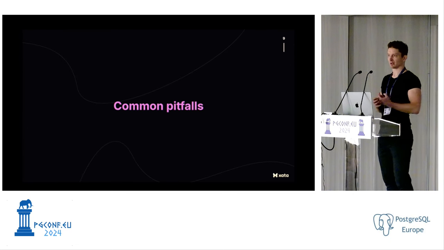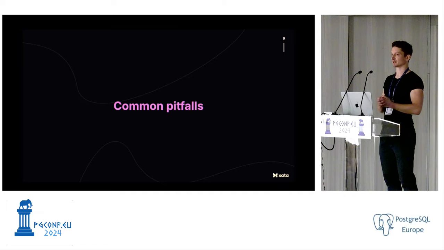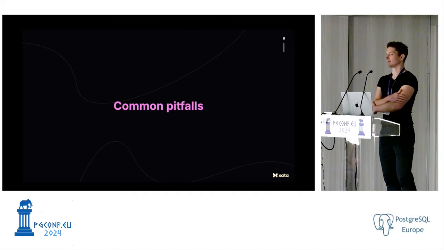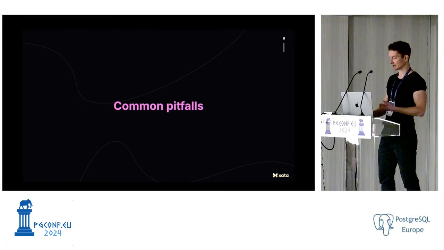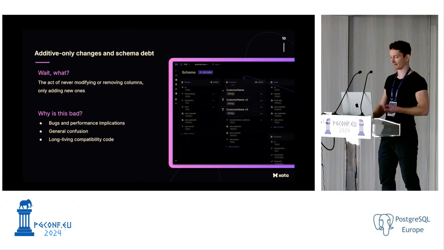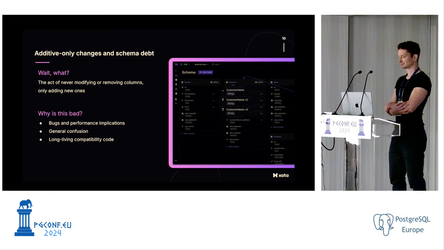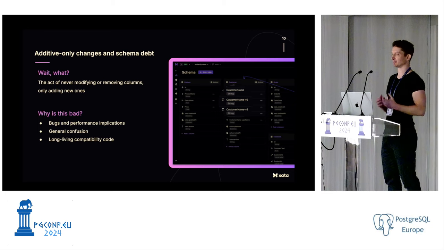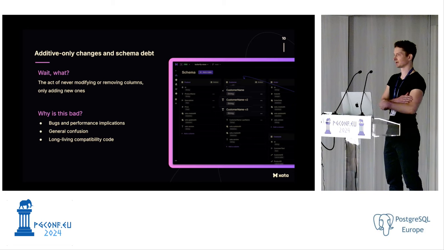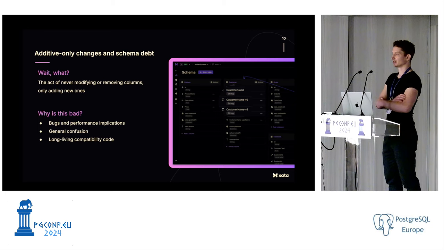So let's start then and look at some of the common pitfalls associated with applying schema changes to production. Hopefully many people in this room will recognize some or all of these pitfalls. The first pitfall is making only additive schema changes and the associated schema debt that builds up over time as you do that. So the motivation for this one is straightforward to understand.